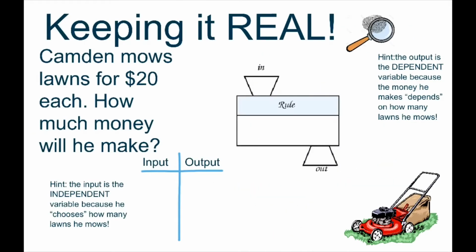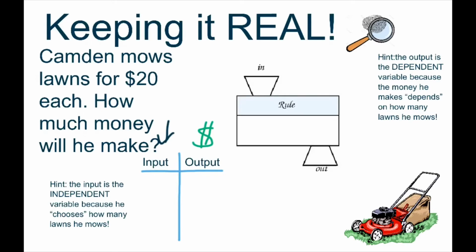Okay, so let's keep it real. Let's take Camden. He mows lawns for $20 each. How much money will he make? Well, how much money he's going to make, that would be the output. That is really going to depend on how many lawns he decides to mow. That's going to be the input. So let's create a little table here and try to figure out the relationship.